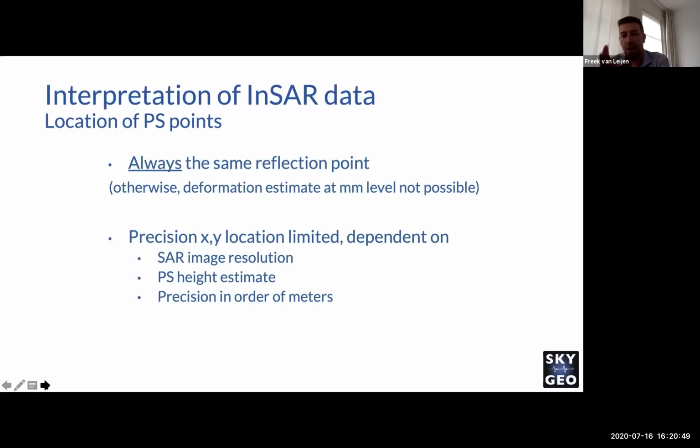So we don't know very precisely where that location is, maybe up to meter level or sub-meter level. But what we do know is that every time the satellite passes, we measure exactly the same location, so that we can derive this deformation time series. These time series are very accurate and precise because we measure the same point. We only don't know the actual location that precisely.